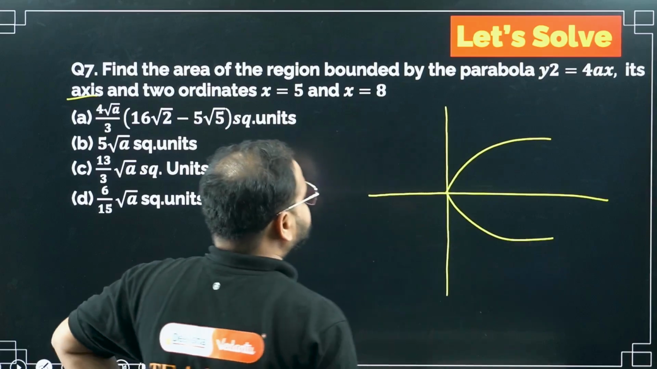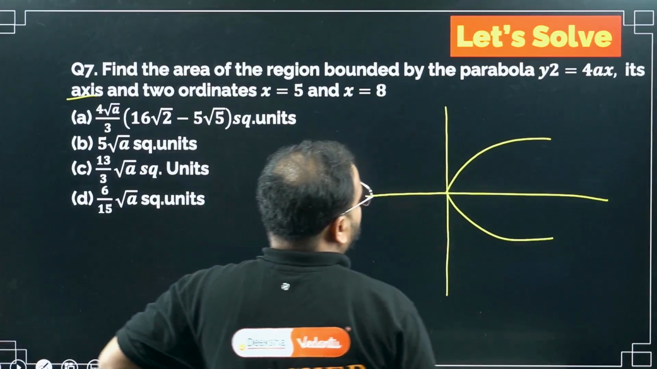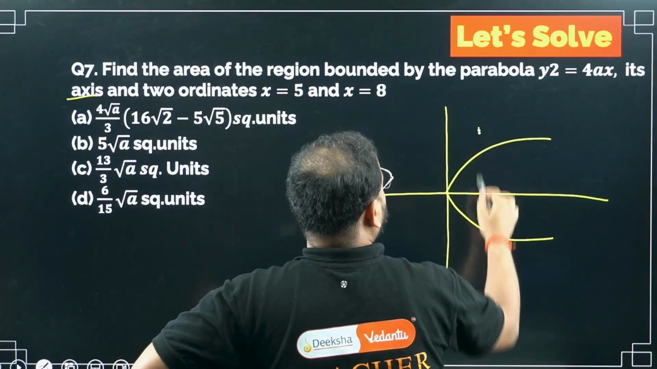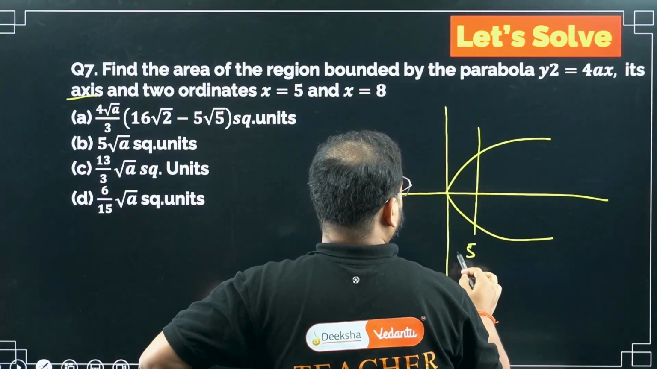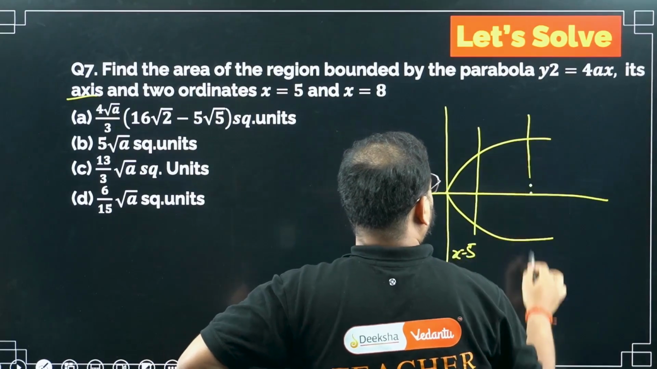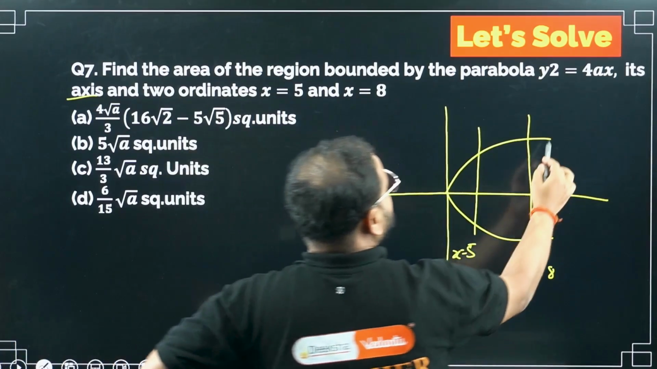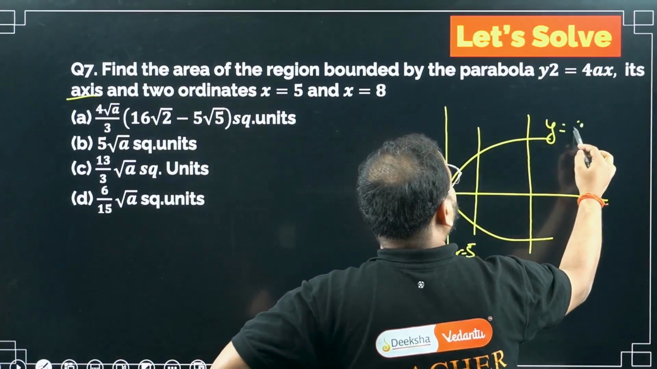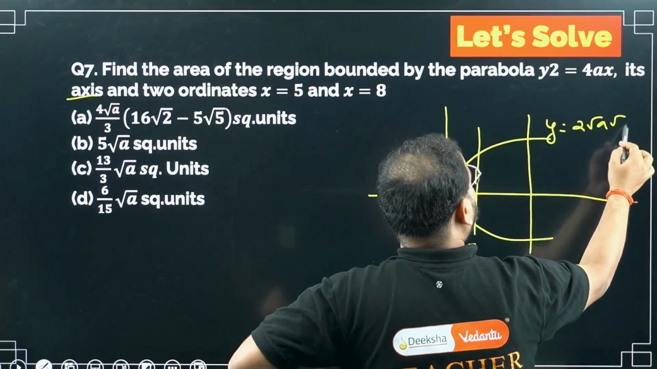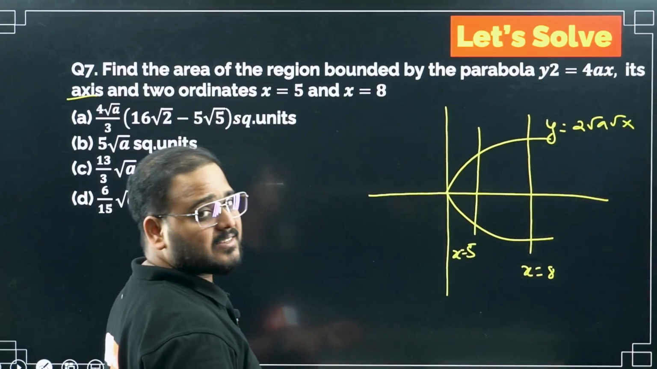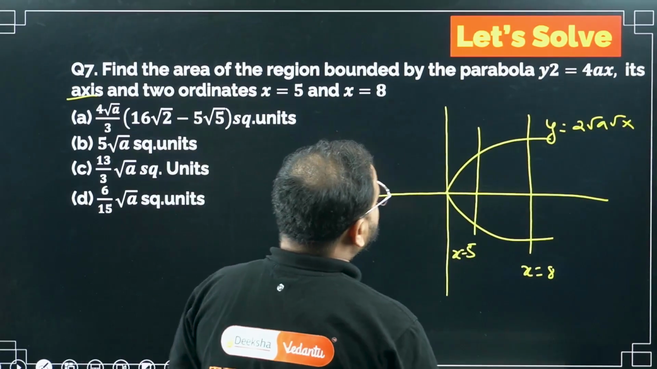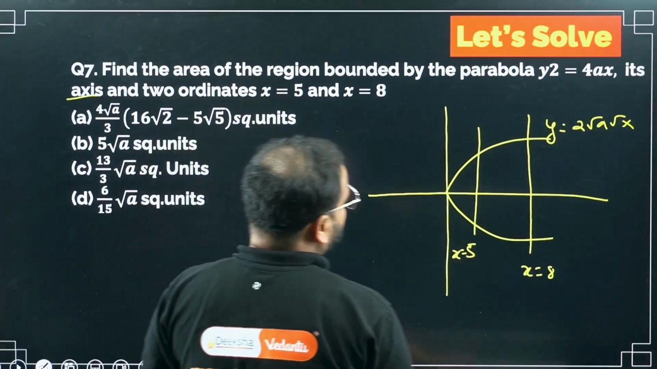Same question. x equals 5 will be somewhere over here, and x equals 8 will be somewhere over here. What's the curve? The curve is going to be the same thing. y equals what? 2 root a root x, because y square is 4ax, right? So y equals 2 root a root x. Do this and find this integration.